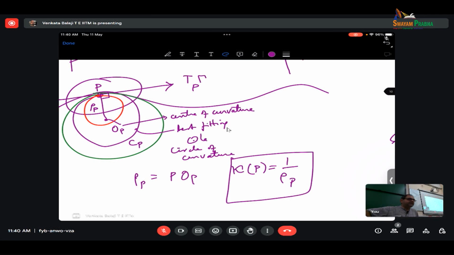And you can see that as the curve becomes flatter, this circle becomes bigger, and if the curve is very sharp, then the circle becomes very small. The curvature increases. Okay, so that's how it is.